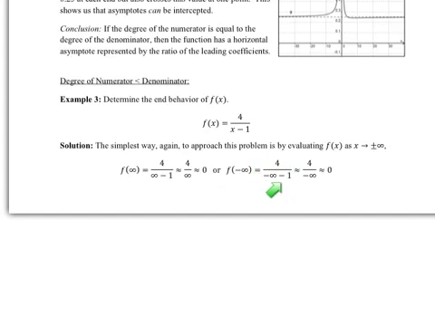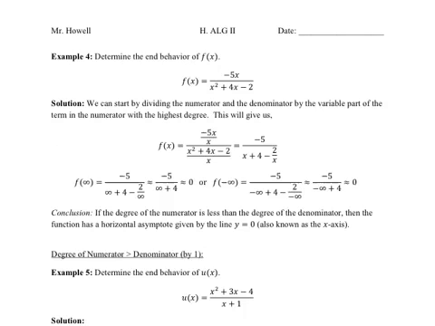And the same thing occurs here. You get 4 over negative infinity, which is still 0. Remember, anything over infinity is approximately 0. So right away we're going to see that when the degree of the numerator is less than the denominator, the behavior is that the graph tends toward y equals 0, or it tends toward the x-axis. Let's see that again in one more example here.